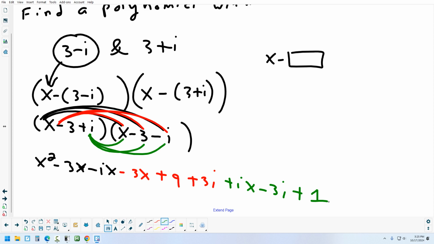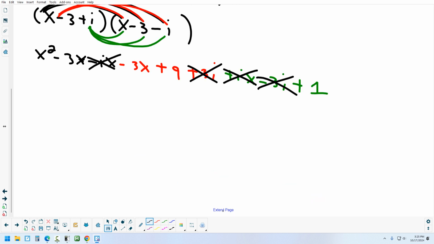Anything there that is going to cancel out? Positive 3i and negative 3i, so that's gone. Positive ix and negative ix. If all the i's don't cancel out, we've done something wrong. Now just combine whatever we have remaining.